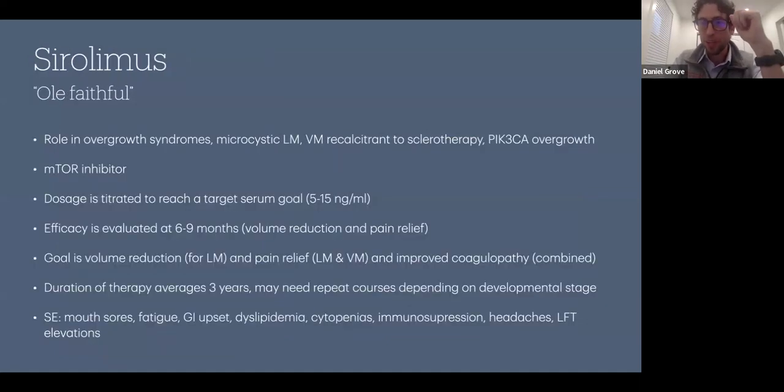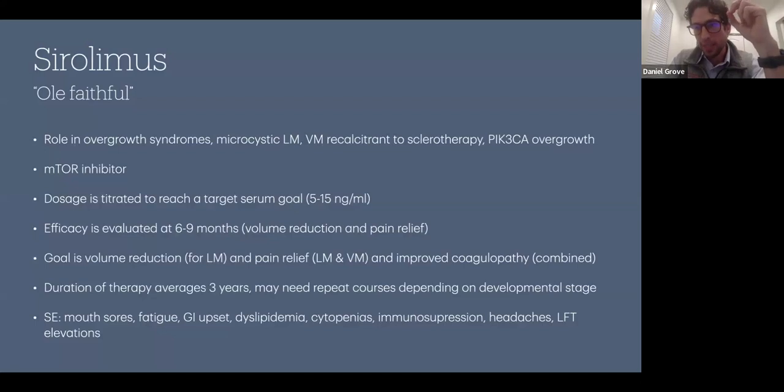Sirolimus is kind of the old faithful therapy. We tend to use sirolimus for really complex vascular malformations, ones that are not easily treated with just sclerotherapy or just compression or just surgery. The medicine has been around for a long time, and we know its side effects and how to monitor and dose it very well. It's an mTOR inhibitor. I'll show you the biochemical pathway a couple more times to refresh you. And the dosage is titrated to a target serum goal.